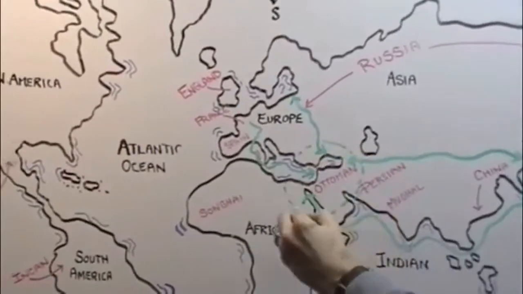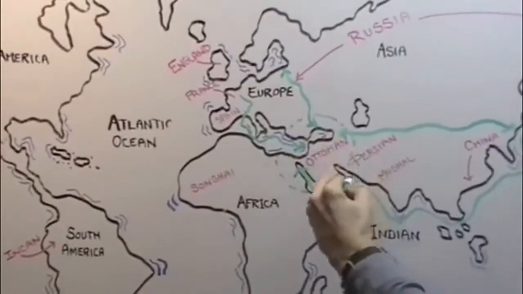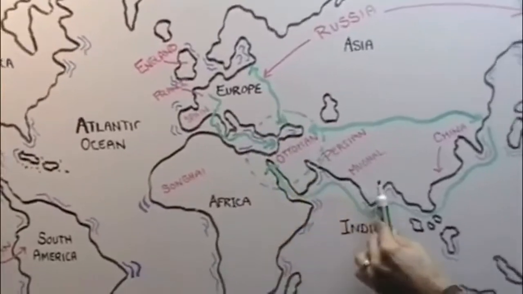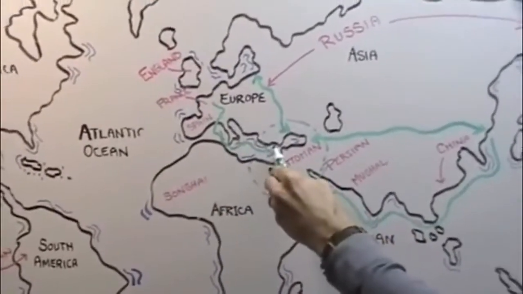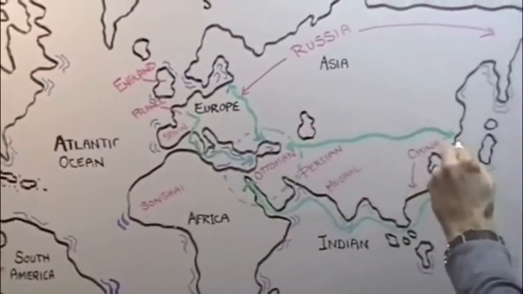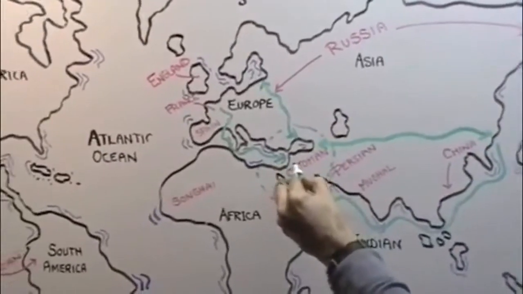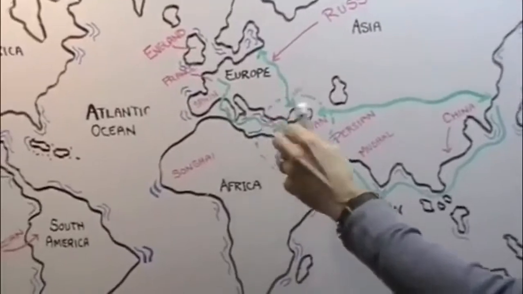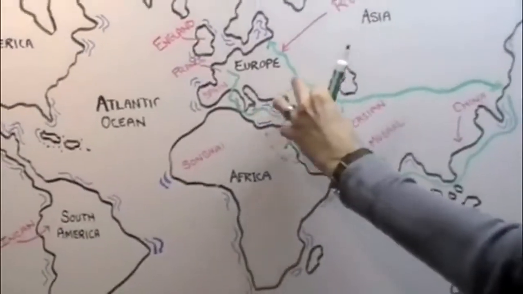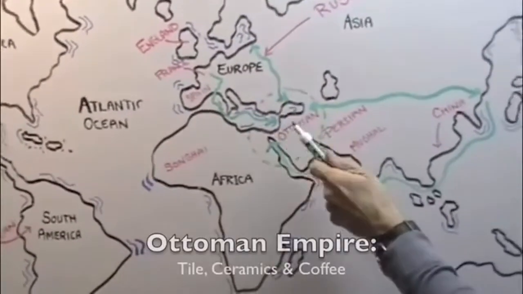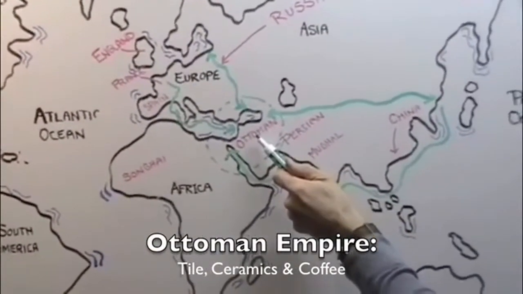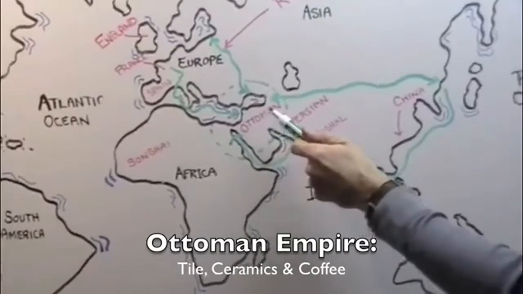So medicine and astronomy and knowledge about mathematics and so on moved its way from places like India here into the Middle East. Products from China and so on ended up here in the Middle East, and then products from Europe ended here in the Middle East. So the Ottoman Empire was kind of a center for trade. The Ottoman Empire itself traded things like tile and eventually products like coffee.